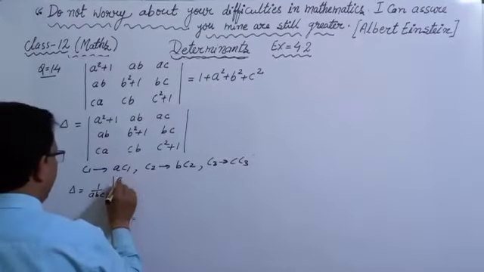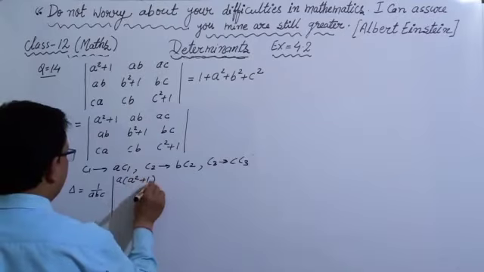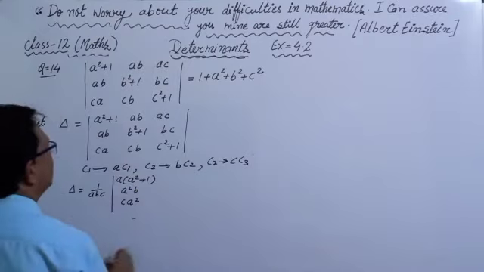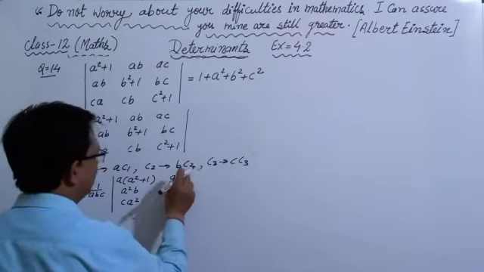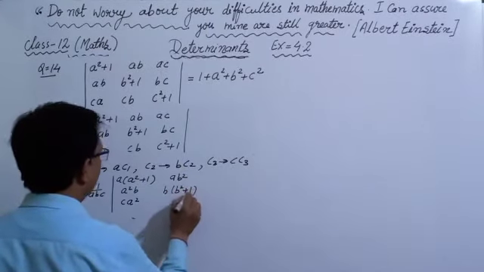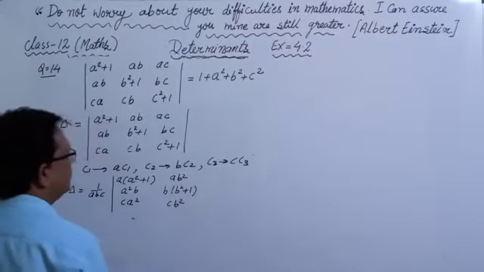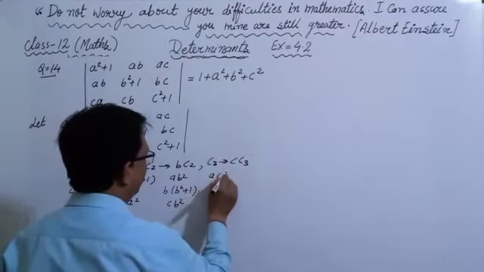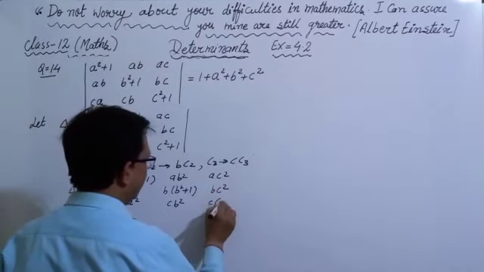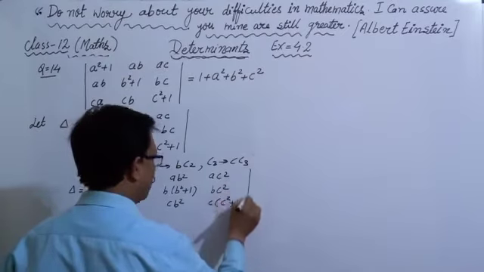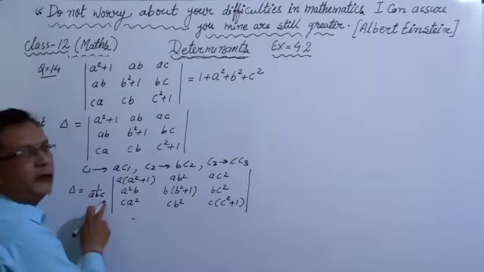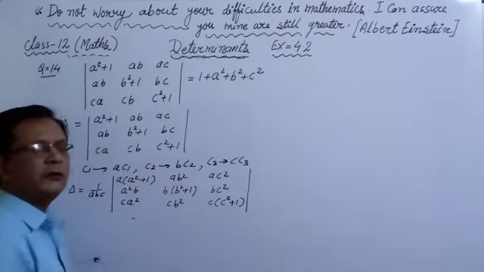Now here, students, a square plus 1. Here a square b. Here c a square. Here ab square, because C2 is multiplied by b. Here b square plus 1, here cb square. Now here ac square because we multiply by c. Here is bc square, here c square plus 1. We multiply C1, C2, C3 by a, b, c, so here we divide also by abc to balance the calculation.